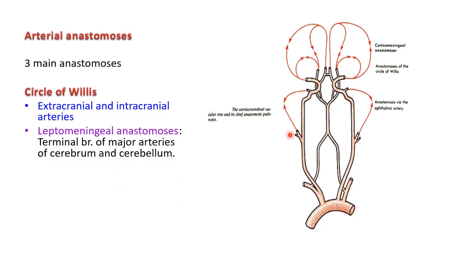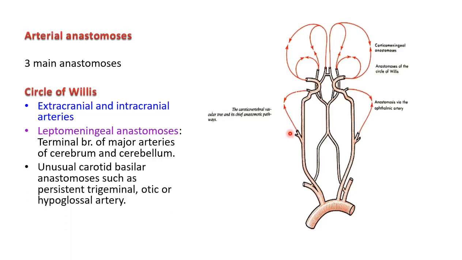Next is leptomeningeal. You know what leptomeninges are: the arachnoid and the pia. Mainly the terminal branches of the cerebrum and cerebellum anastomose here, mainly seen in the subarachnoid space. The next one, which is unusual and not commonly seen, is a carotidobasilar anastomosis due to a persistent trigeminal, otic or hypoglossal artery. These are all developmental. Sometimes you come across them.